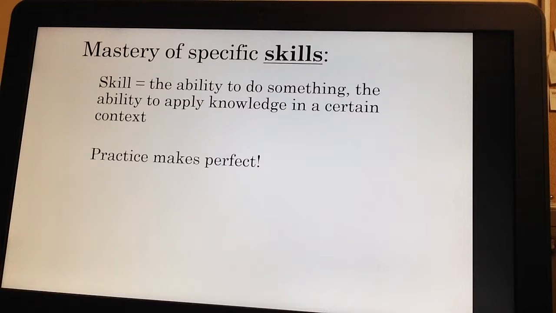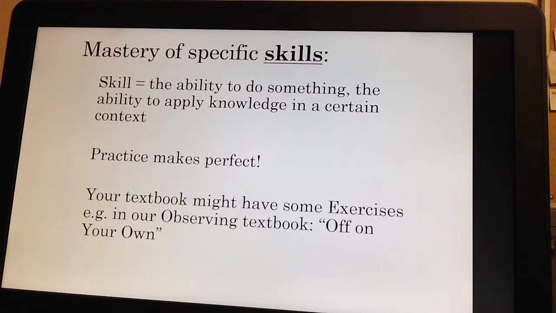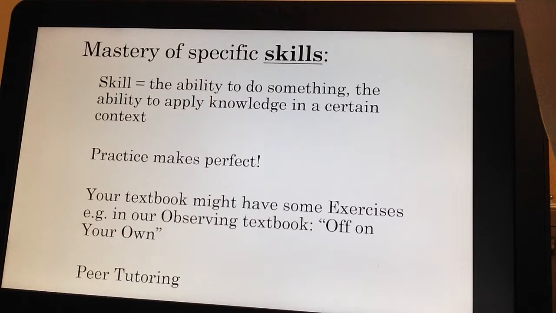How do you practice specific skills? Your textbook might have some exercises. So for example, in our textbook, there's always a section called Off on Your Own. You could again consider peer tutoring and get your tutor to give you some quizzes, some practice drills so that you can practice the specific skills that are being covered in any given course.